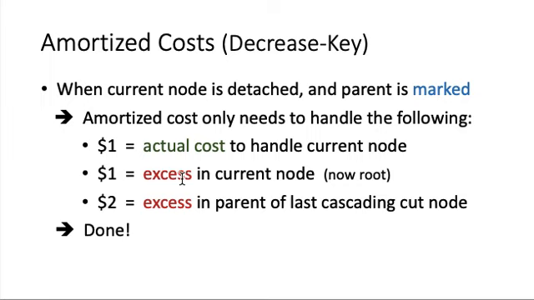And again, for the final cascading cut, the node which is the parent of the last cascading cut node will change from unmarked to marked. So in that case, we will put $2 inside it as the excess. So altogether, our amortized cost needs to handle this one $1, $1, and $2. So $4 for the amortized cost will be enough.